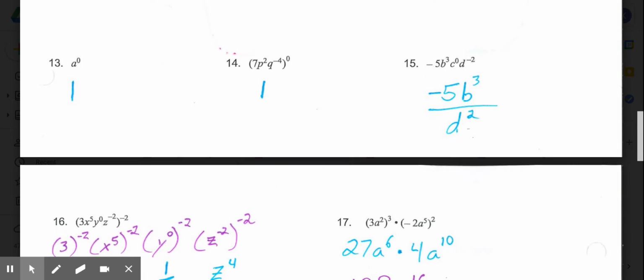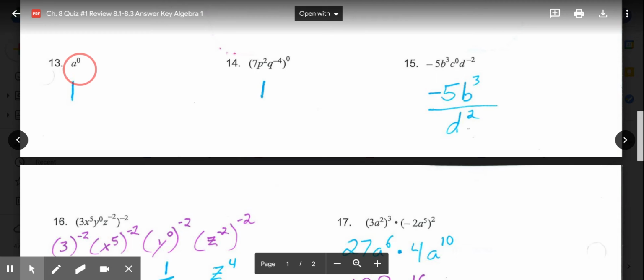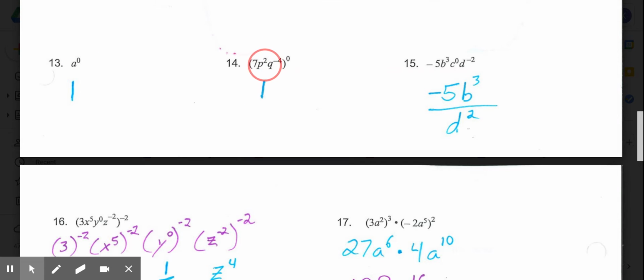Now in 13 and 14, we want to keep in mind anything to the 0 power is simply 1. So a to the 0 is 1, and then all in parentheses, 7p squared q to the negative fourth, all to the 0 power is still 1.